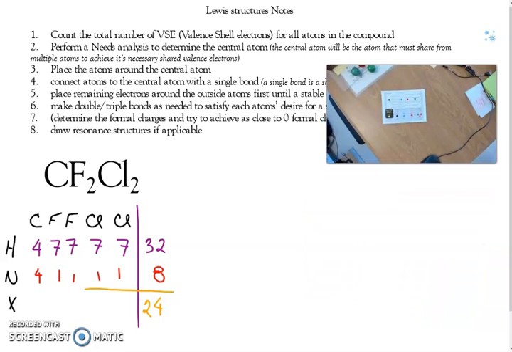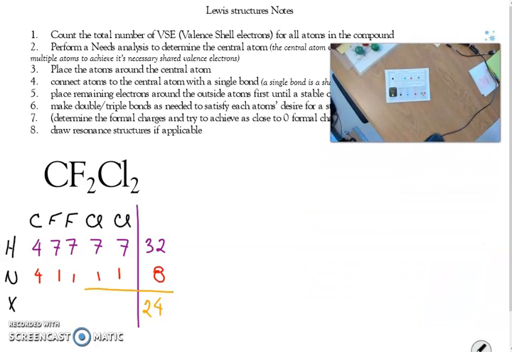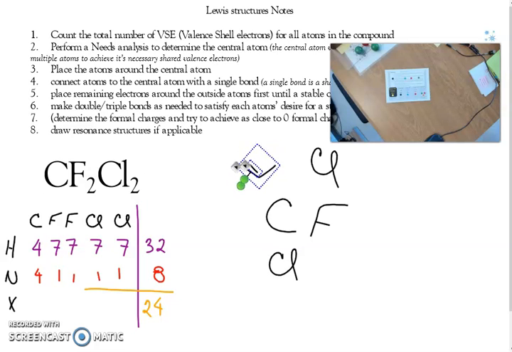So the central atom is going to be the carbon, because obviously it needs to bond with everybody. So carbon, and I'm going to put 2 fluorines and 2 chlorines around it like that. I could switch these fluorines or chlorines around. I could put this chlorine up here or over here, or put the fluorine and chlorine on opposite sides. So it really makes no difference where we put it.